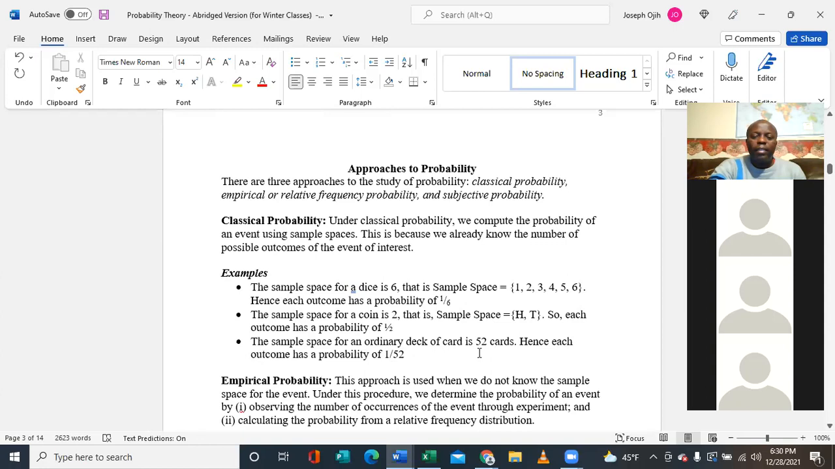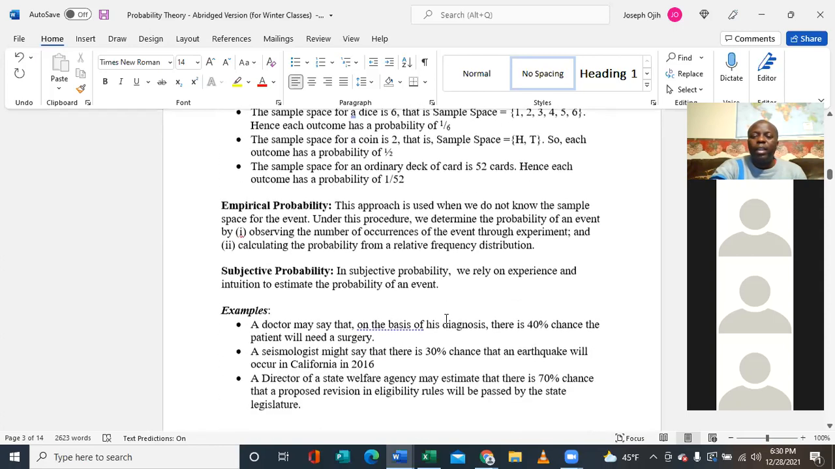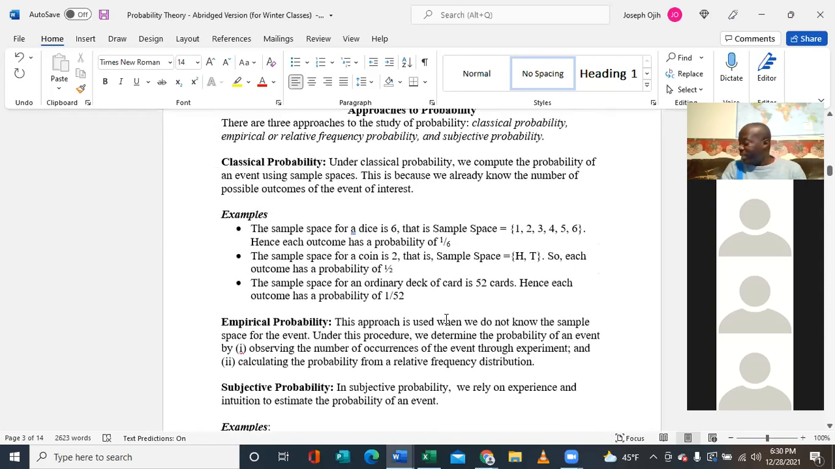Now, for a deck of cards, the sample space is 52 cards. So that means the probability of getting any of those suits or any of the card names, king or queen, spade, any of them is 1 out of 52. For the days of the week, 7 days, the probability of selecting any day, maybe Wednesday, is 1 out of 7. So classical probability is based on sample space.